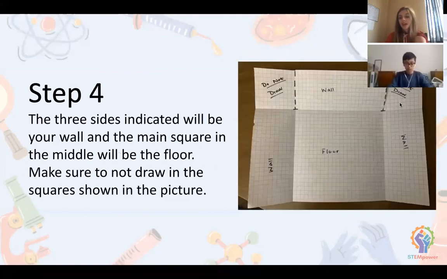Okay. And now, do you see the bedroom we created? So we have a wall, a wall, a wall, a floor, and then these are not drawn on because if we fold those in and tape it, the walls will stand up. Does that make sense? Do you understand that?